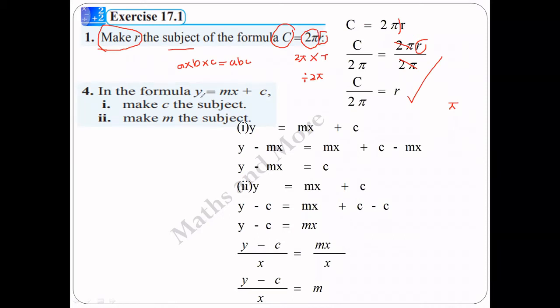Let's see this one, the fourth one. In the formula y equals mx plus c. This is also a very important formula. In the graph lesson, you will learn about this formula. Now, if you can remember it now, then it will be an advantage for you. What is the formula? Y equals mx plus c.